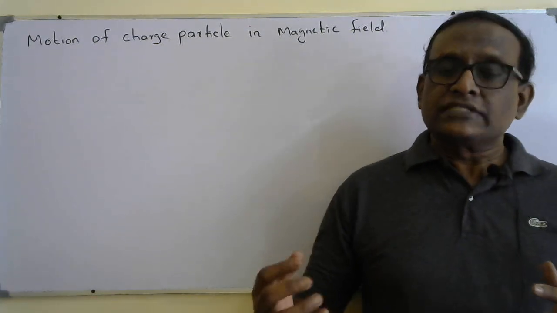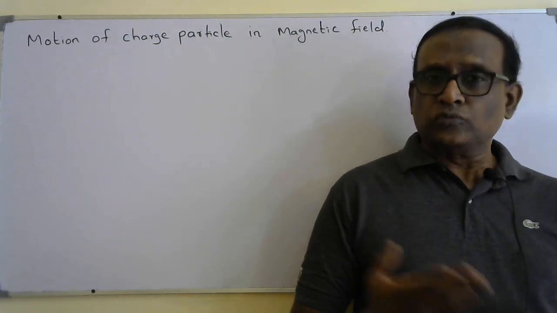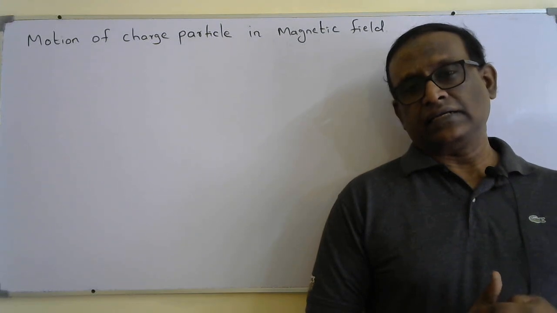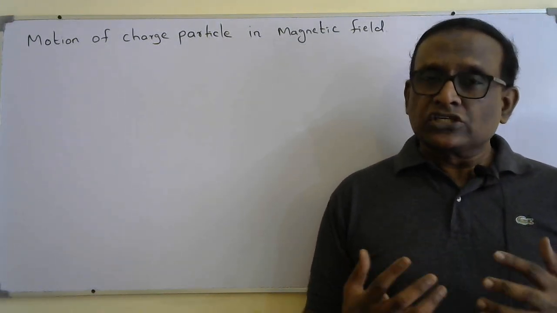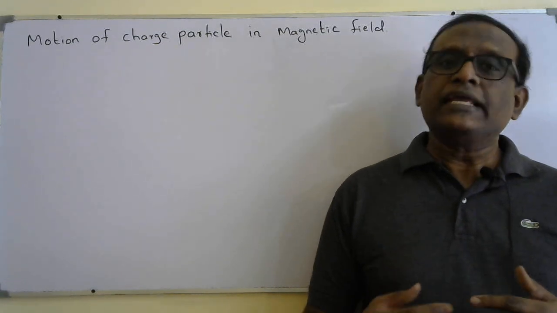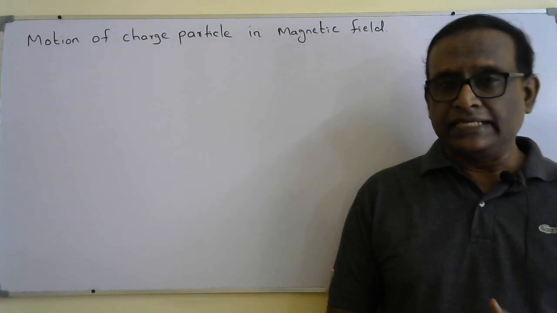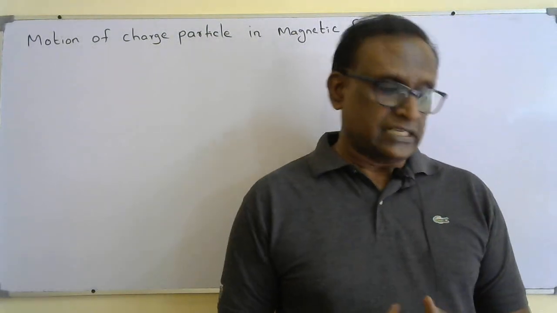When a positively charged particle moves, the direction of the current flow due to the motion is along the direction of velocity of the particle. But when a negatively charged particle moves, the direction of the current flow will be opposite to the direction of velocity of the particle. Remember this, these are the sign conventions of the current due to motion of a charged particle.